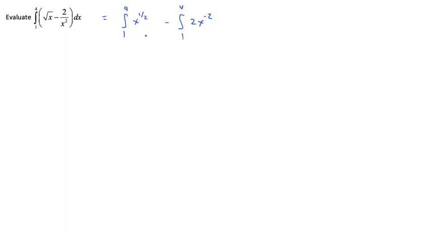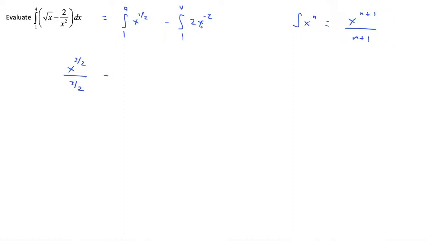So what does the power rule for integrals say? If we want to find the integral of x to the n, that's going to be x to the n plus 1 divided by n plus 1. So in this case, now we do end up with some fractions. We get a negative, but that's okay. We can deal with that. So we get x to the 3/2 over 3 over 2.